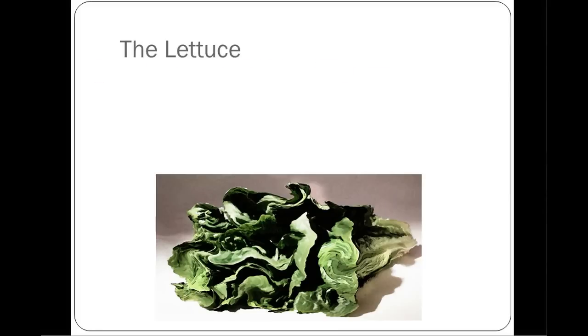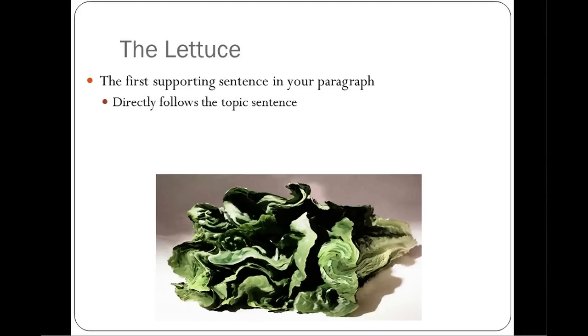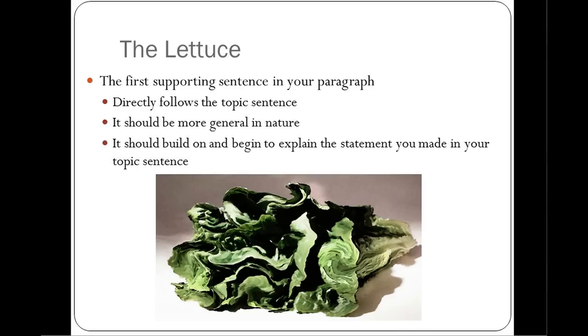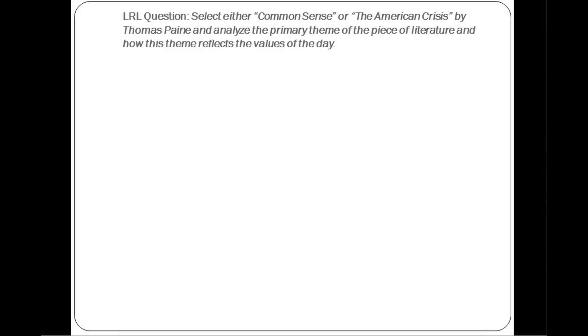So what's next? Once you have a solid topic sentence in your paragraph, where do you go from there? And the answer is the lettuce. The lettuce is the first supporting sentence in your paragraph. It directly follows the topic sentence. This sentence should be more general in nature, and its goal should be to build on and begin to explain the statement you made in your topic sentence.